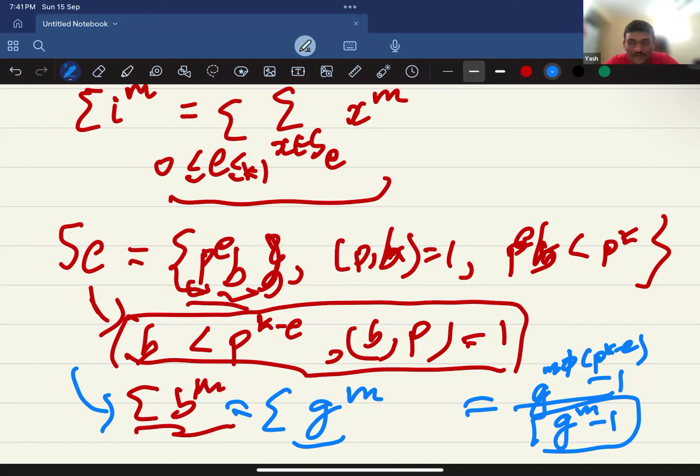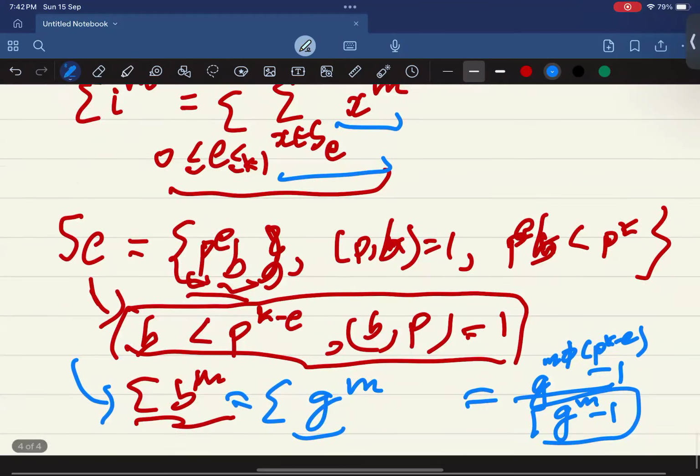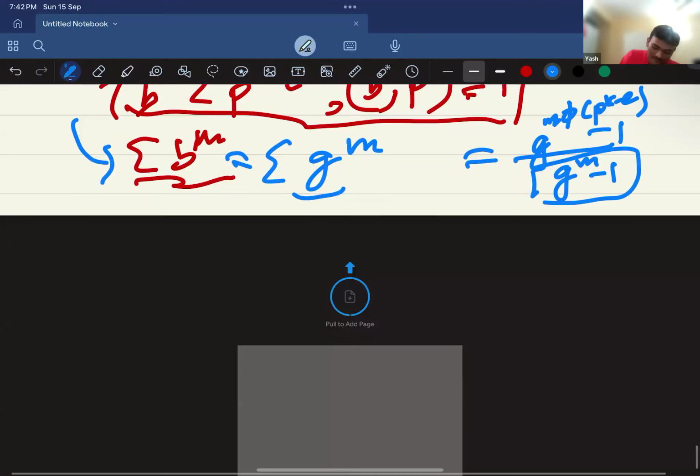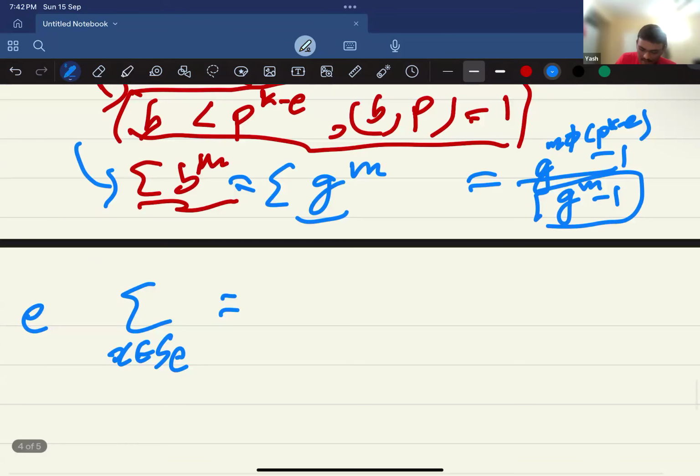I can't pause. Right, so you get that. Now I was fixing S_E and then summing X belonging to S_E and their power sums, right? So if I compute the inner sum, I'm fixing E for the moment and computing over X belonging to S_E. Then X to the M is nothing but P to the E factored out, P to the EM, and then this is nothing but B to the M, right? And B satisfies this constraint.